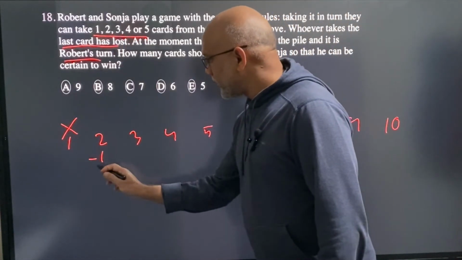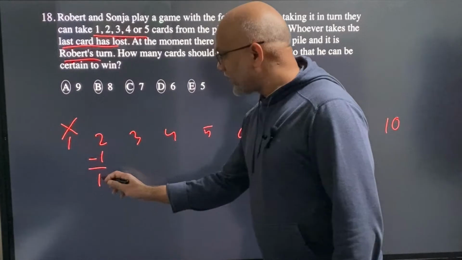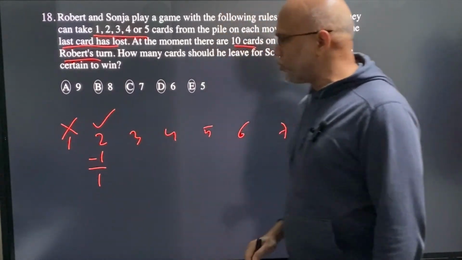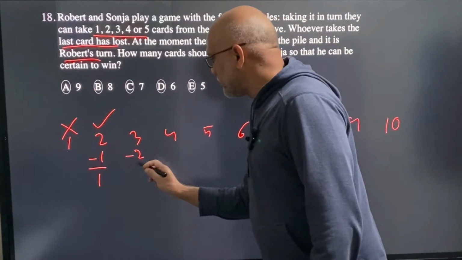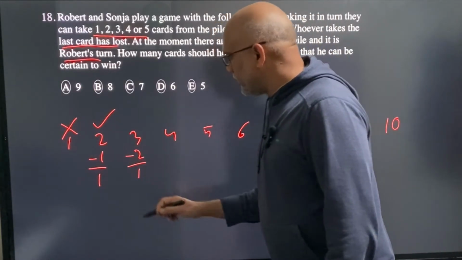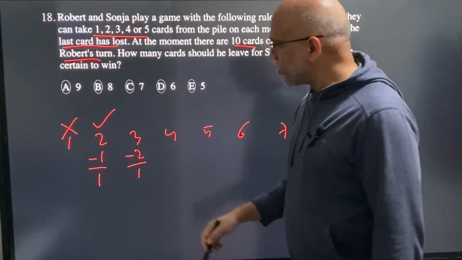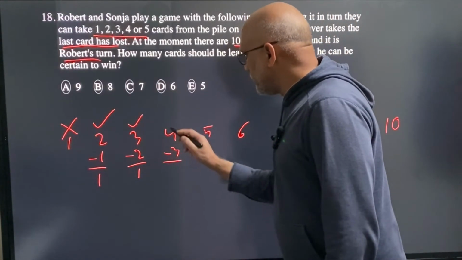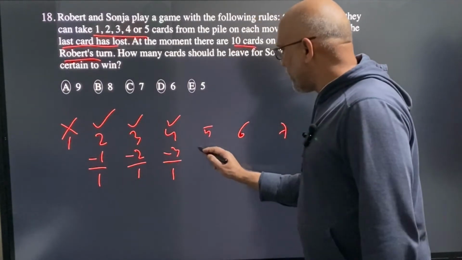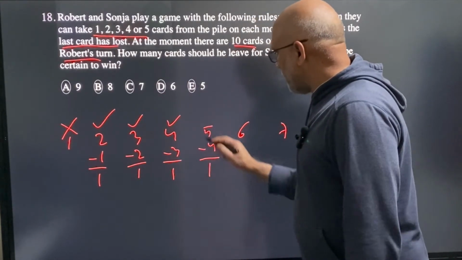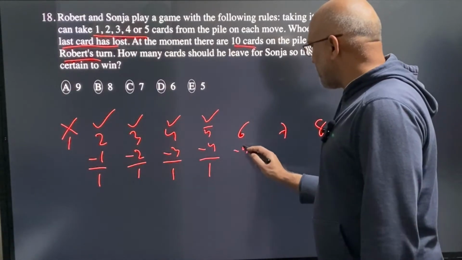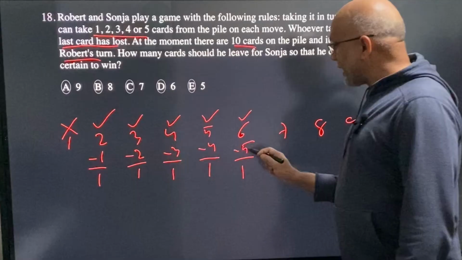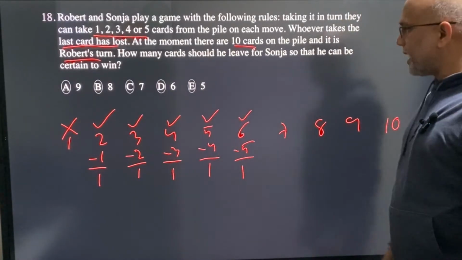I can choose to take one card so that the last card is for the other person. So I'm certain to win, they are certain to lose. Similarly, I can take 2 cards, and the remaining one card the other person will be forced to take. So I'm certain to win, they are certain to lose. Similarly, I can take 3 here, and I'm certain to win. I can take 4 cards, I'm certain to win. I can take 5 cards, and I'm certain to win. And I can take at most 5 cards, no more than that, right?